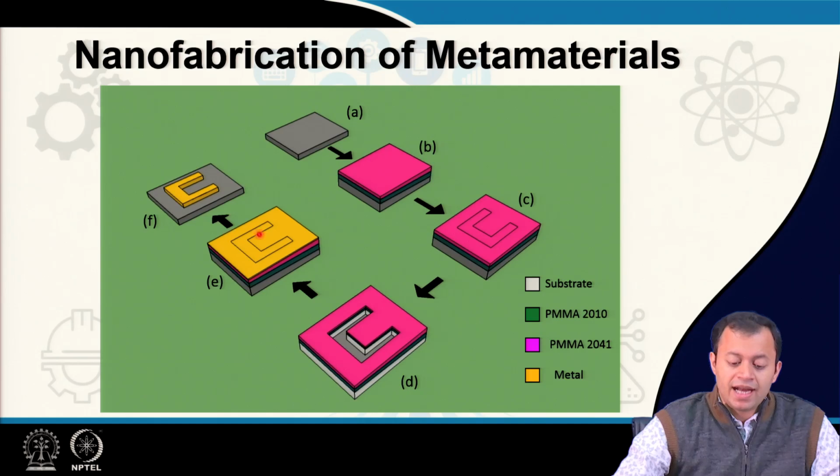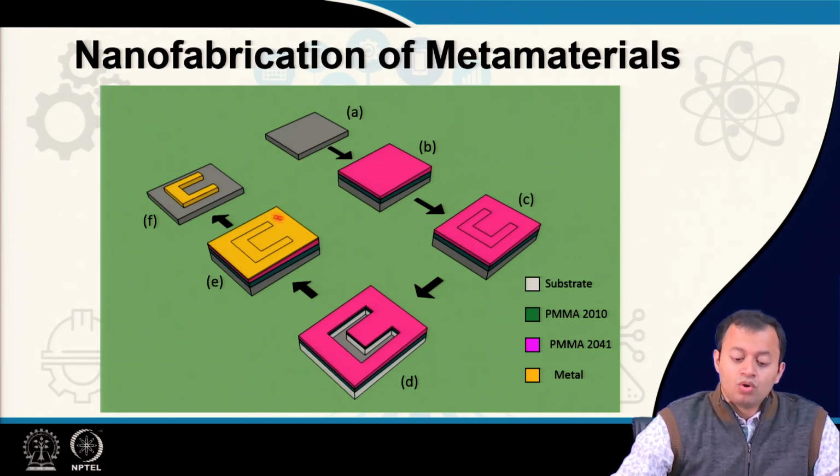We cover the entire thing with metal, in this particular case gold or aluminum. So the metal falls on top as well as into the hole, and then I put the entire thing into a very strong solvent, something that dissolves PMMA. It will dissolve the entire PMMA part. If the PMMA is dissolved, whatever was on top of the PMMA, which is the gold or metal, will be agitated away as well.